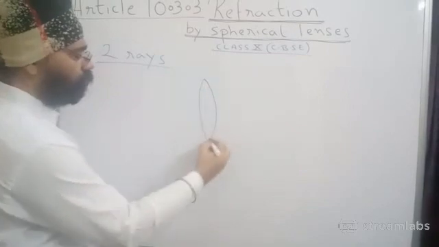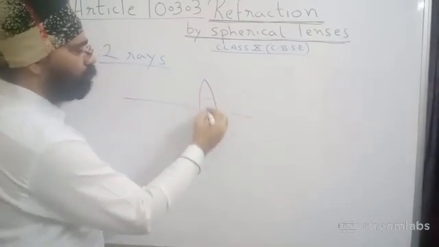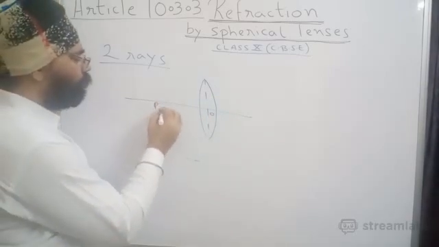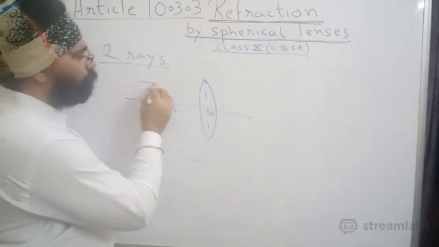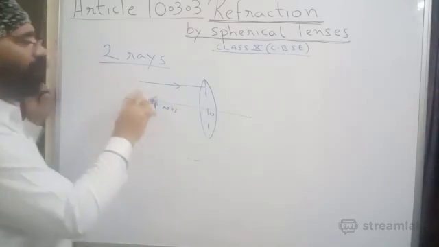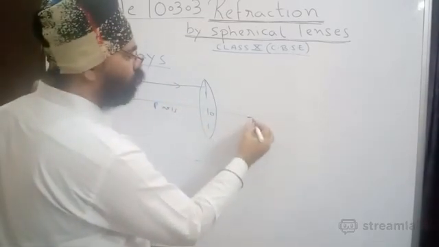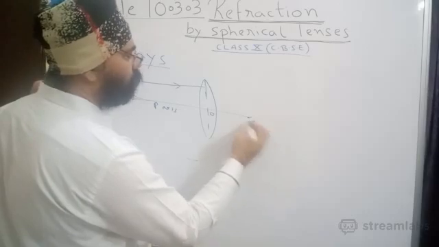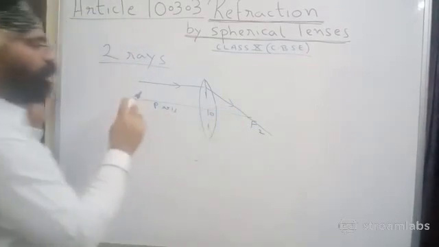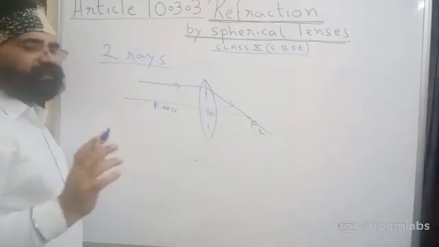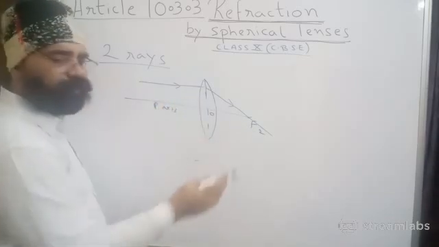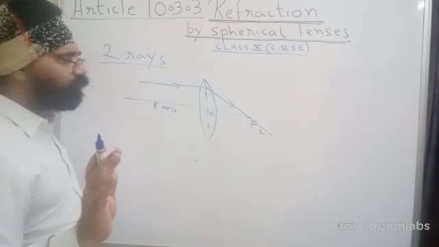पहला रूल ये कहता है कि this is the principal axis, this is the optical center. Okay, पहला रूल ये कहता है कि अगर मेरी रे प्रिंसिपल एक्सिस के पैरेलल आती है तो वो रिफ्रैक्ट होने के बाद F2 से जाएगी. अगर मेरी रे इन केस ऑफ अ कन्वेक्स लेंस प्रिंसिपल एक्सिस के पैरेलल आती है तो रिफ्रैक्ट होने के बाद वो F2 से जाएगी. एवरीबडी अंडरस्टूड?